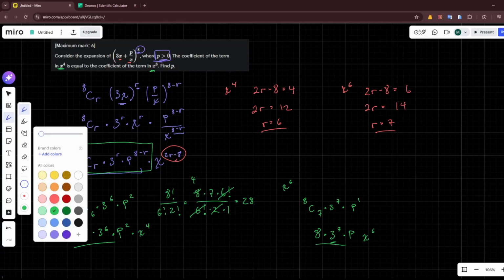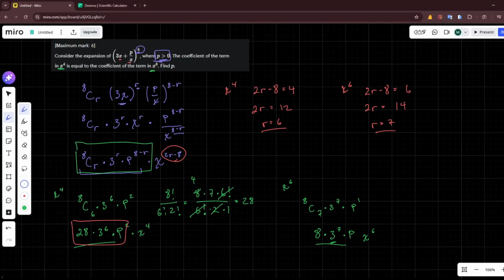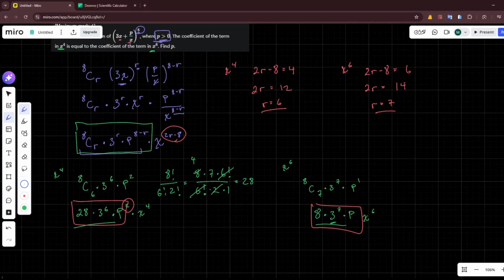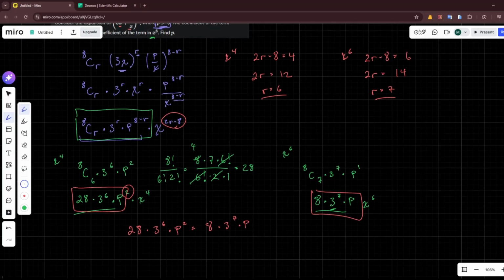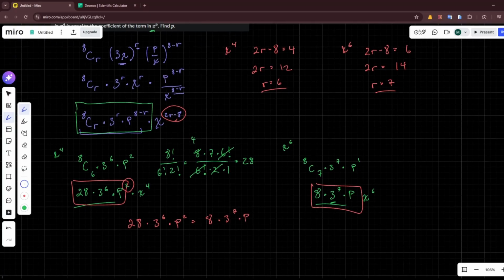Well, now I have a coefficient of x to the power of 4, and I have a coefficient of x to the power of 6. There's a 2 there, I don't want to forget that. So 28 times 3 to the power of 6 times p squared should be equivalent to 8 times 3 to the power of 7 times p. And I can rewrite these as fractions, and try to cancel things from both sides.